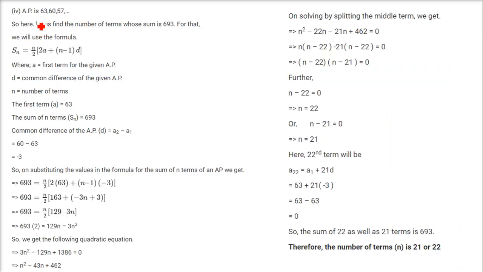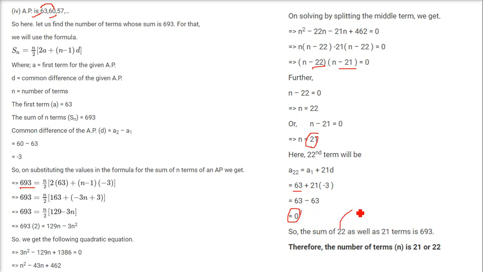The same question is like this. a is 63, d is 60 minus 63, that is minus 3. We just use the formula, equate it to 693, n by 2 into 2a plus n minus 1 into d. A quadratic equation will come, with factors 22 and 21. So two values will come, n equal to 21 and 22. So a22, this is the term 22. You can find out a22 as a1 plus 21d, that is the first term 63 plus 21 into minus 3, and you get 0.